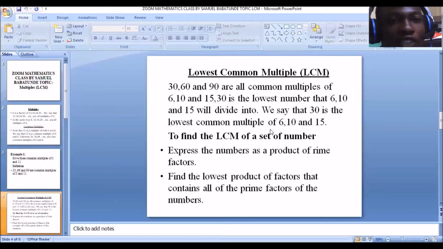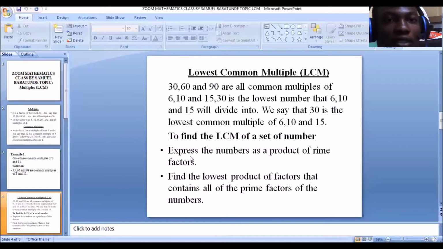Now, to find the lowest common multiple of a set of numbers, what do we do? How do we find the LCM? What is the simplest way we can find the LCM of a set of numbers? The first thing is that you express these numbers as a product of prime factors.